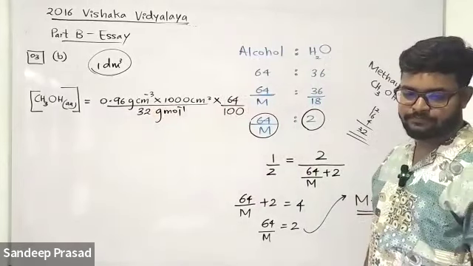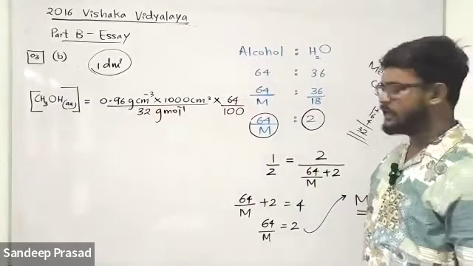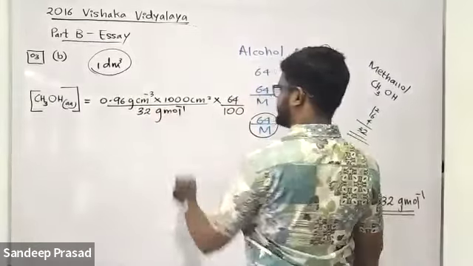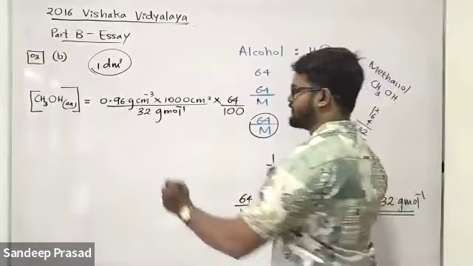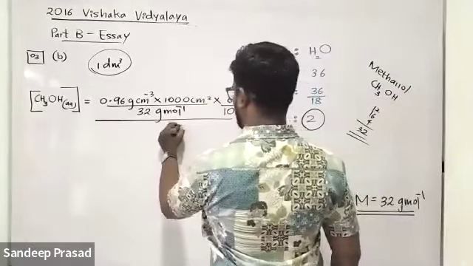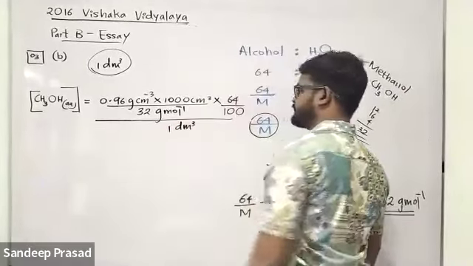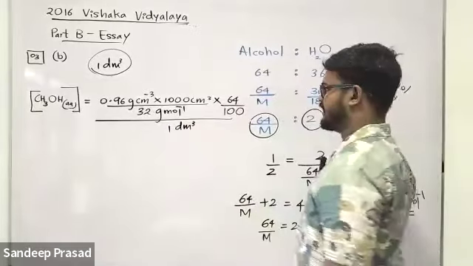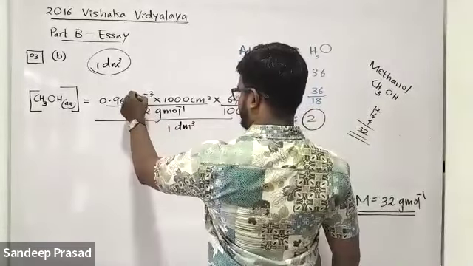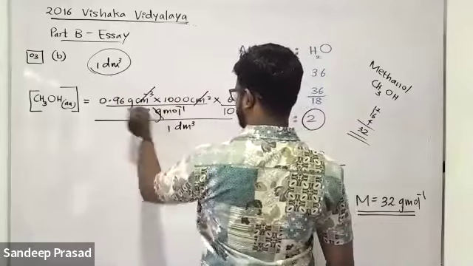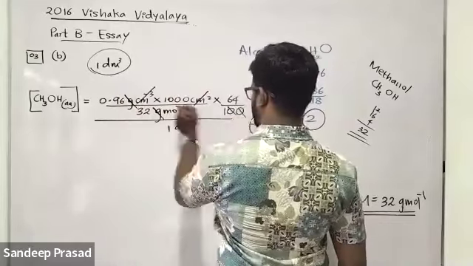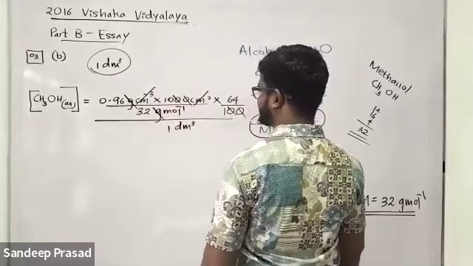32 grams per mole. Right? And what is the total volume of the solution that we got? The total volume of the solution was 1 cubic decimeter. Right? Then we can see that cubic centimeter per cubic centimeter will cancel off. Grams will cancel off. 2 zeros will cancel off in this way.